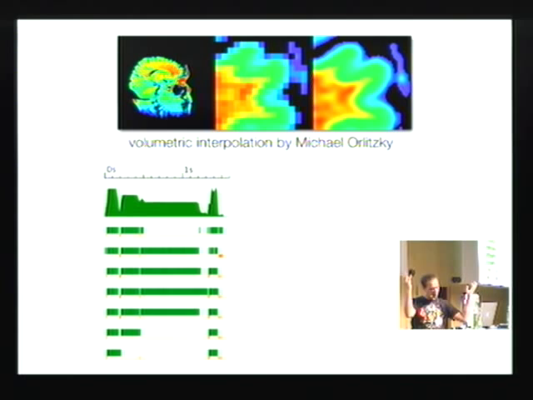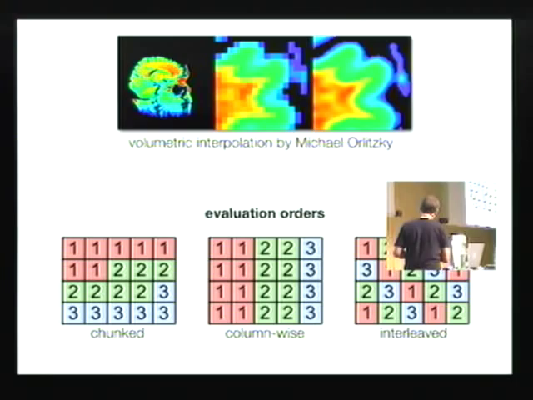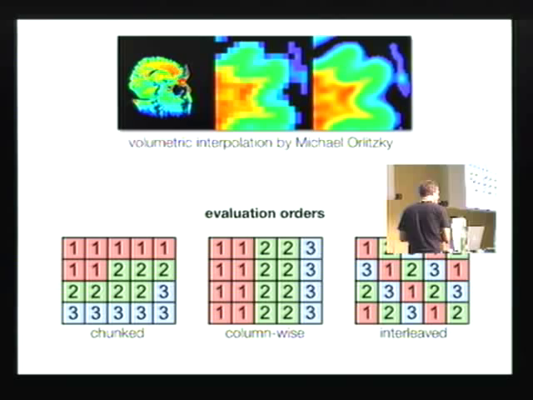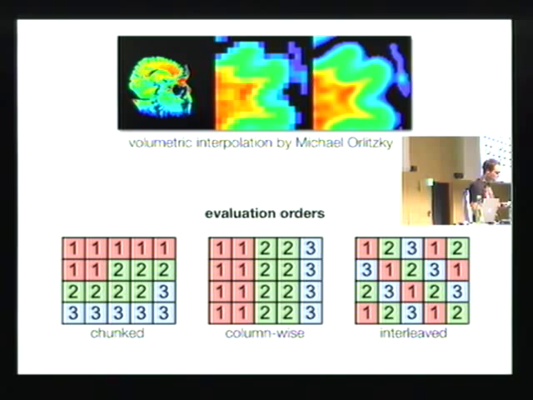So these are some possible evaluation orders you might like to use when computing arrays. Chunk is what I was using. Turns out my tensor functions actually use column-wise. But for this application, because it's so unbalanced, I prefer to use this interleaved method where I get every thread to compute alternate pixels. So on average, each thread will be given about the same amount of work.